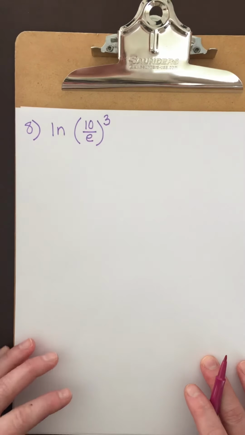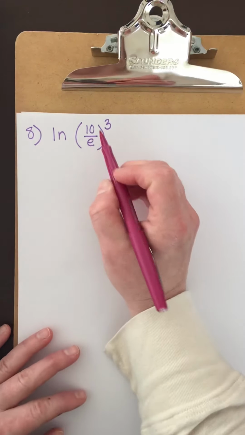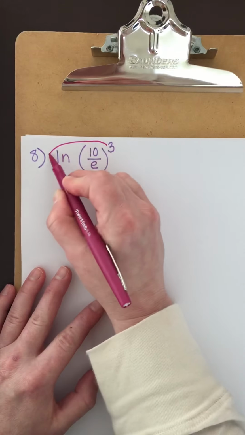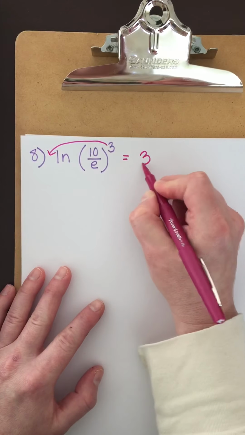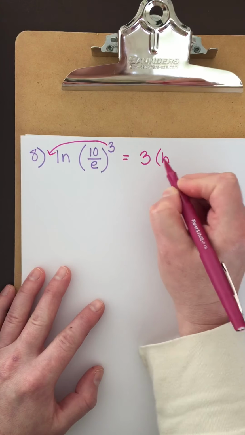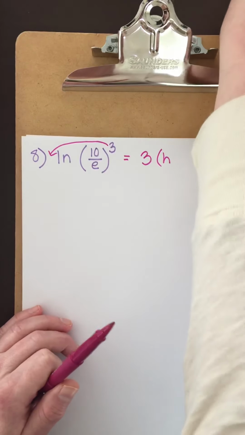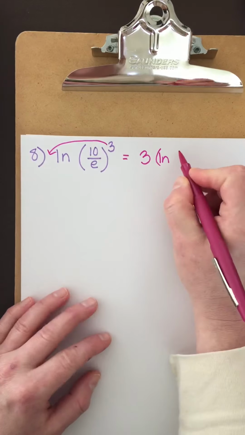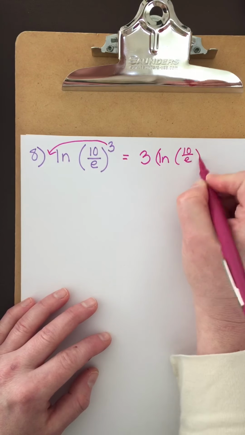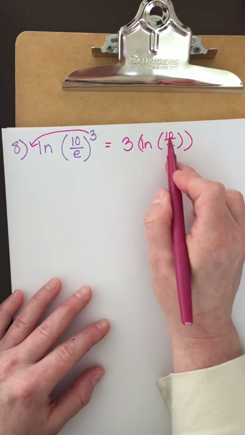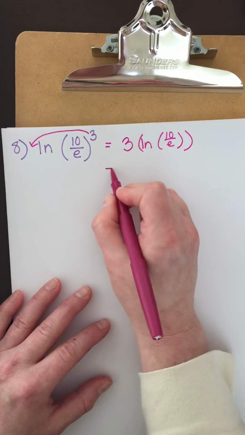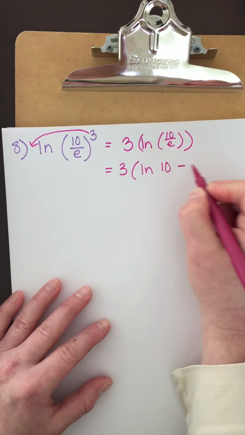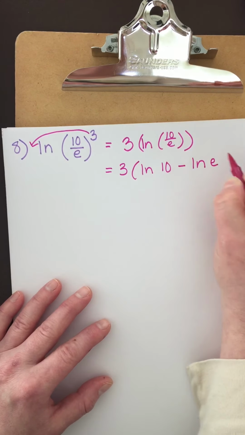Wouldn't be complete without a natural log. So we have the natural log of 10 over e raised to the 3rd power. So first I'm going to use the power rule and move that out front. So that'll be 3 times the natural log of 10 over e. And then since we can use the quotient rule here, that'll be 3 times the natural log of 10 minus the natural log of e.